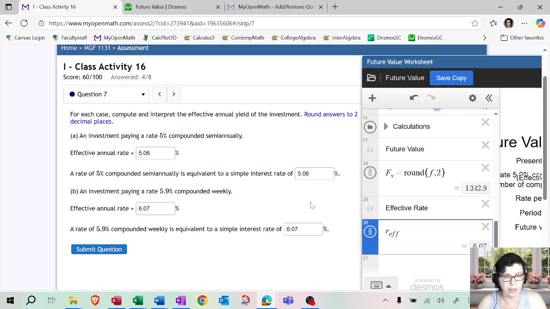You would be saying, no, this one's better. Even though it looks like 5.9 is smaller than 6, because it's compounded weekly, you are actually getting a little bit larger than 6. So effective annual yields can be directly compared, as opposed to the nominal rates, which cannot be directly compared because the number of compoundings is not the same.